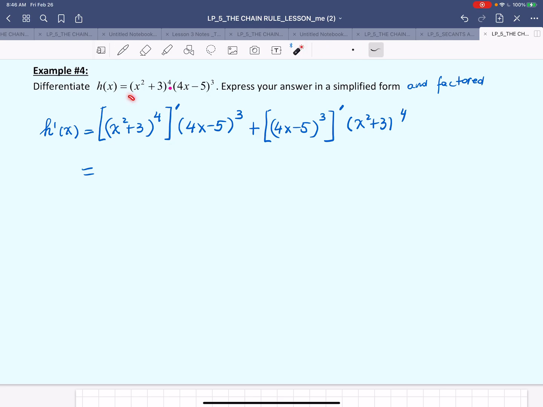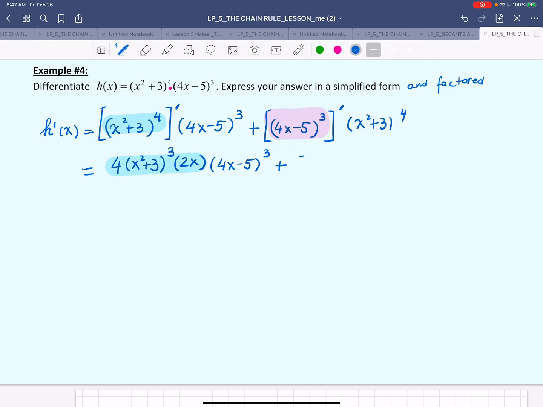So start off with differentiating this factor. As you can see here, you have a chain because you have a power 4 and you have an inside function x squared plus 3. So this would equal 4 times (x squared plus 3) to the power of 1 less than 4, which is 3, times the derivative of the inside function, which is 2x. So what we have done here is simply differentiate the first factor. And this will multiply (4x minus 5) to the power of 3. Nothing to do there.